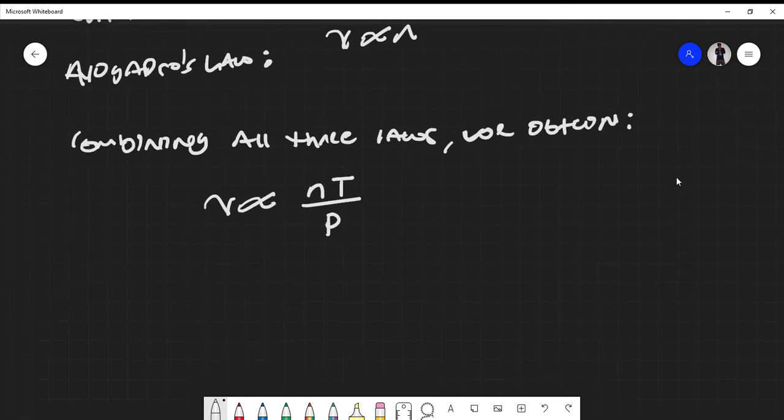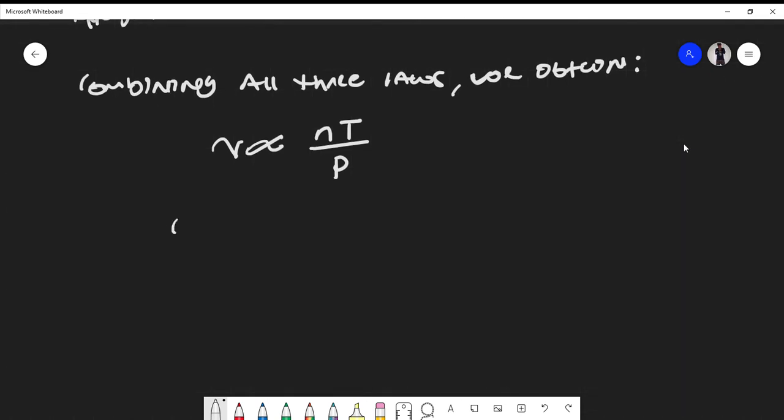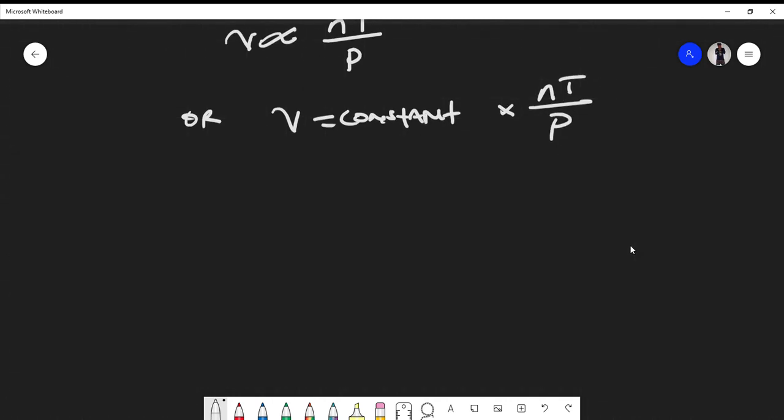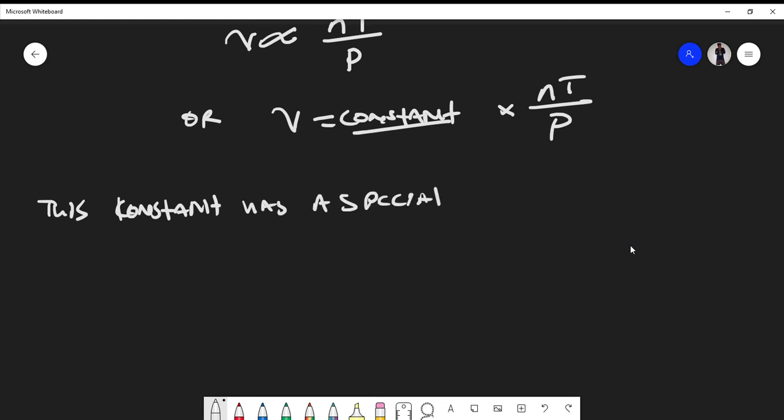Or we can actually say that V is equal to a constant times N times T over P. Now, this constant, right, this is what we're talking about, this constant has a special symbol called R, right? And we call it the ideal gas constant.